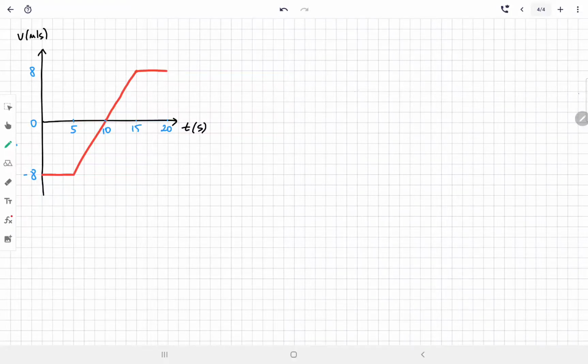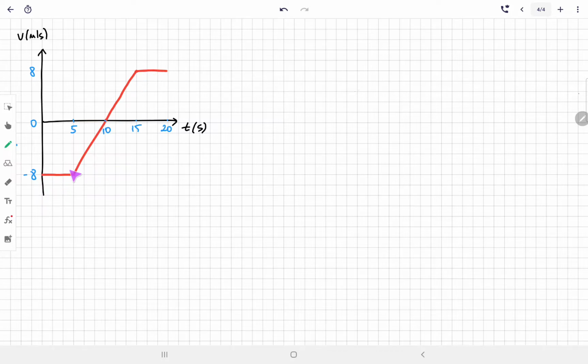So we have a velocity time graph given as shown here. We should draw the acceleration time graph. So if we pay attention to this graph, we have three different types of motion basically.